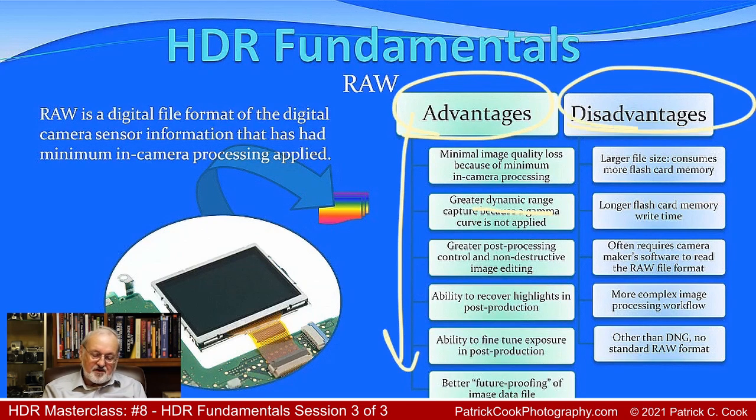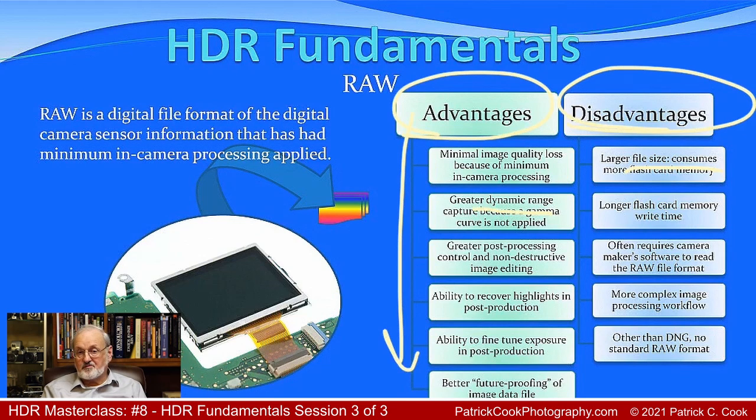Well, there's disadvantages too to RAW. The file sizes are larger. It consumes more memory on the camera's memory card as well as on your computer. That's basically a price that we need to pay because we're telling the camera don't do any processing and certainly don't try to compress the image. We're not looking for portability when it comes to HDR photography.